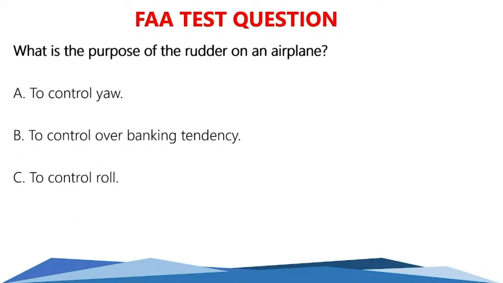All right, so out of all that, simple question: what is the purpose of rudder on an airplane? Is it to control yaw, control overbanking tendency, or to control roll?